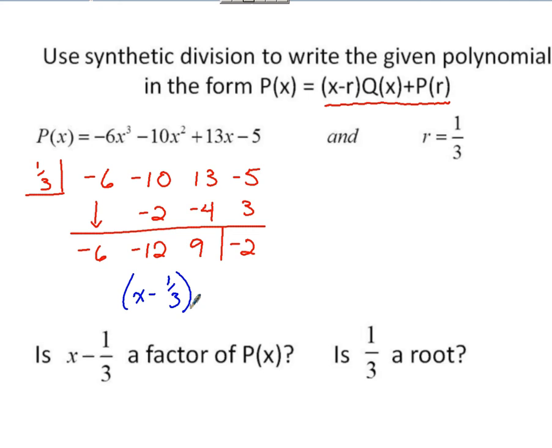Q of x is our quotient here. So here's the coefficients that make up that quotient. We started with a power of 3 here, degree 3, so we're going down a power now for that lead coefficient. It's going to be -6x squared minus 12x plus 9. All of that makes up the quotient. And then we add on this p of r, which is the remainder idea. So to add on that remainder idea, we're just going to subtract 2 away.